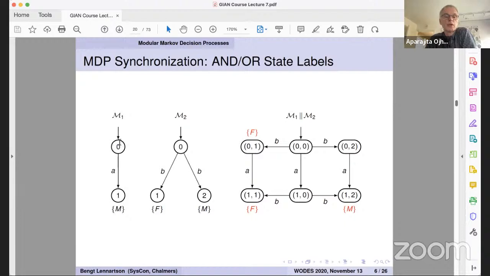The first system actually does not have a forbidden state label. It only has a marked label. But if the second one is in a forbidden state, the whole synchronous system is forbidden. While for the marked states, it's only in state 1, 2, where both M1 and M2 are in a marked state, that the total system is marked.